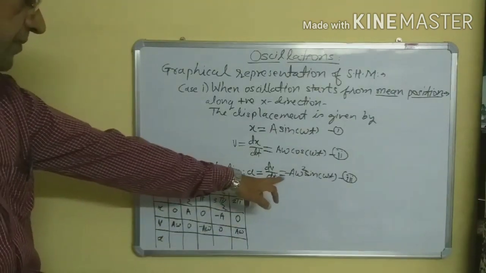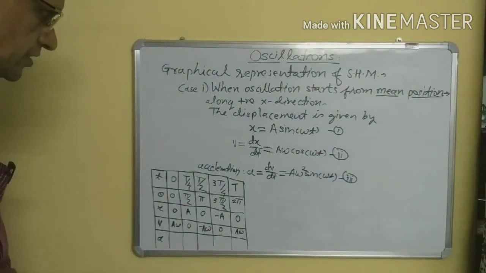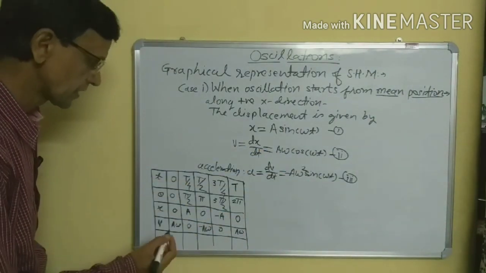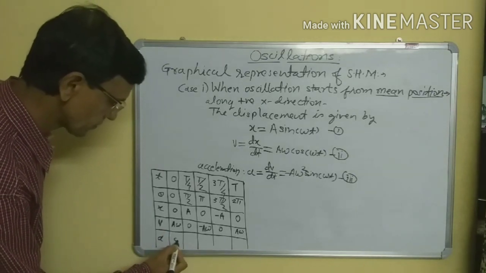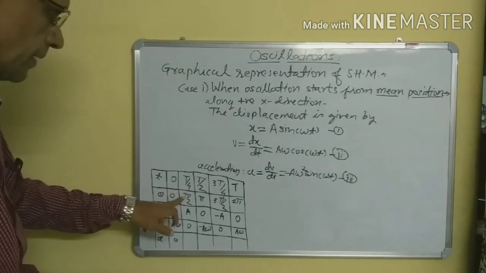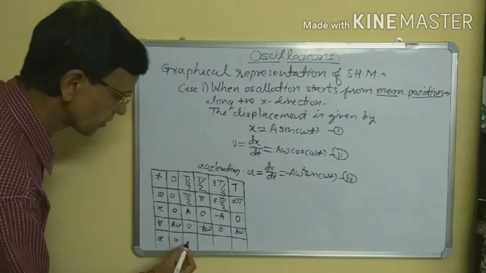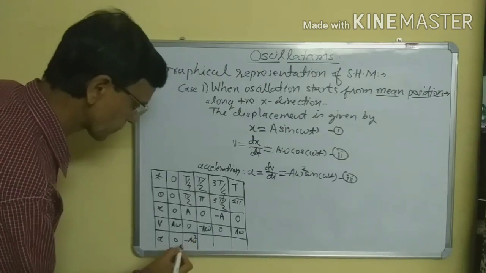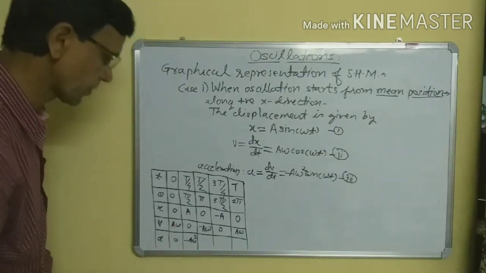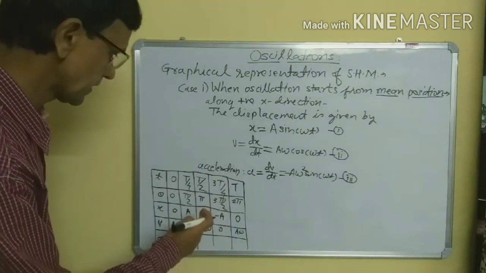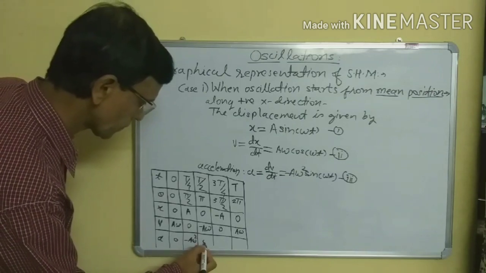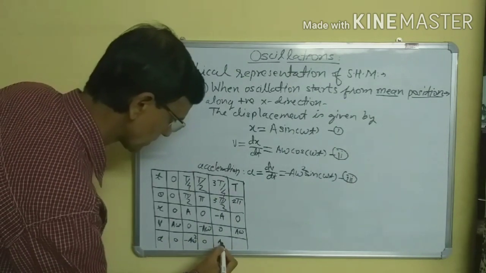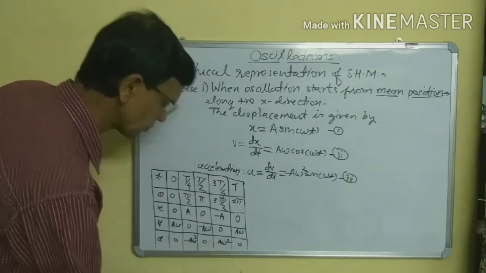Now for acceleration, we put the values again. For theta equal to 0, sin omega t is sin theta, which is 0, so the value of acceleration will be 0. Then for pi by 2, sin pi by 2 is 1, so it will be minus A omega square. Then sin pi is again 0, the value becomes 0. Then plus A omega square, as you can easily get, and again 0.